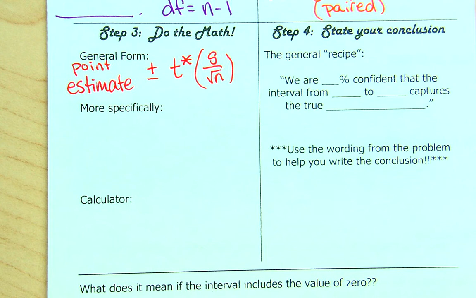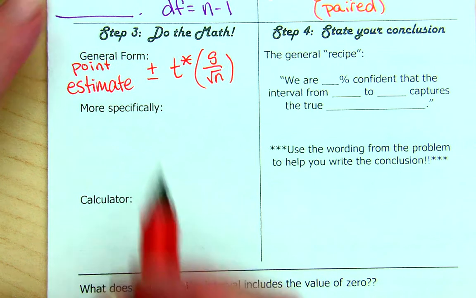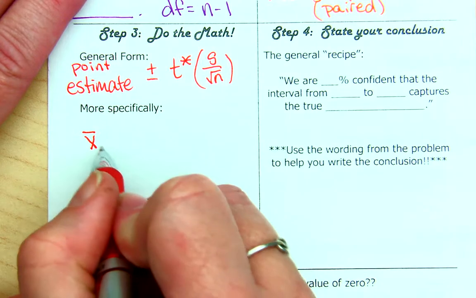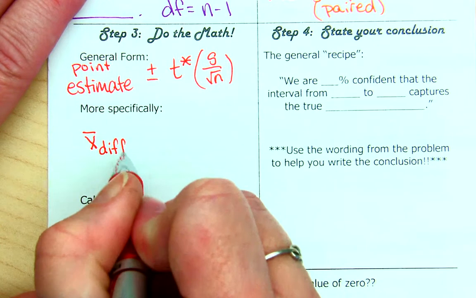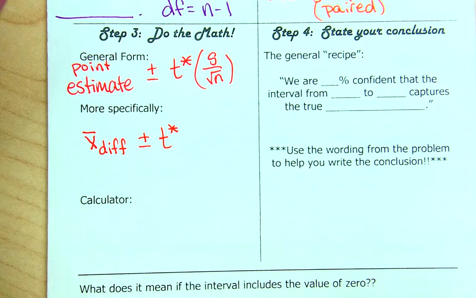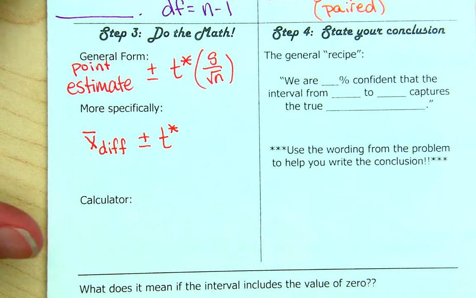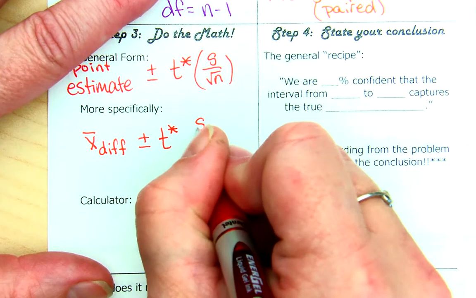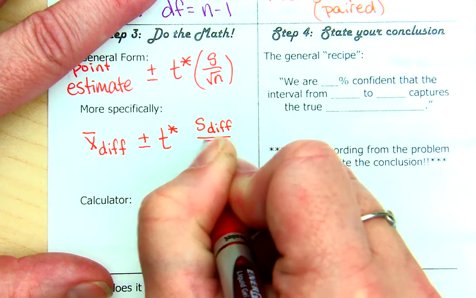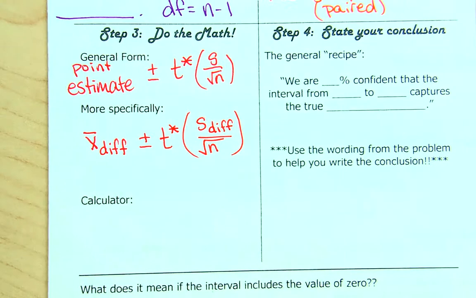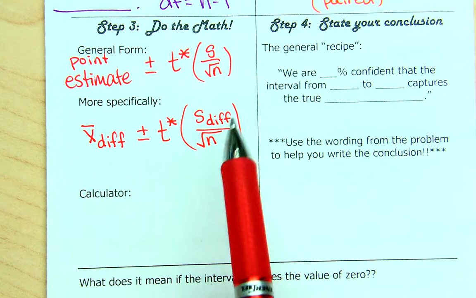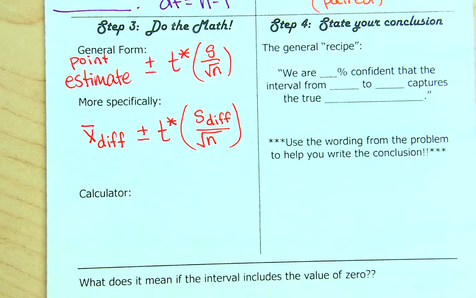Since we're talking about a paired t interval, it's going to actually look like the x bar, or the mean, for the differences, plus or minus the t critical value for our degrees of freedom for this data set, and then our standard deviation of the differences over the square root of n. So we're looking at the differences, the mean of the differences, and standard deviation of the differences.